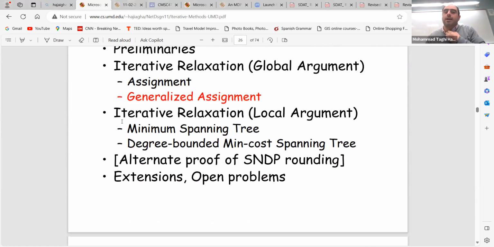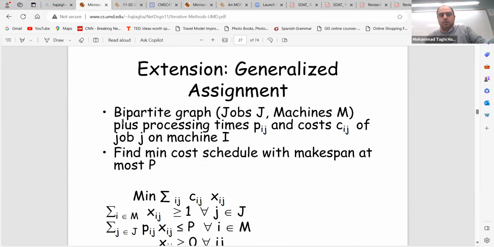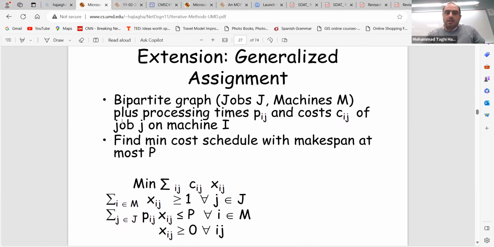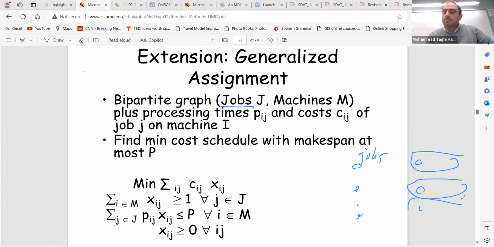So let's go to the next one. This is another, I think it was from JCM or SICOMP. This is a very important result. This is the generalized assignment. What is the generalized assignment? This is a scheduling problem. You have a bipartite graph. You have some jobs and some machines. These are the jobs, and these are the machines that you have.